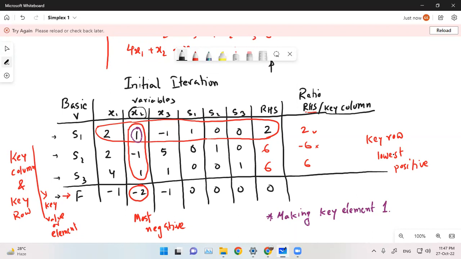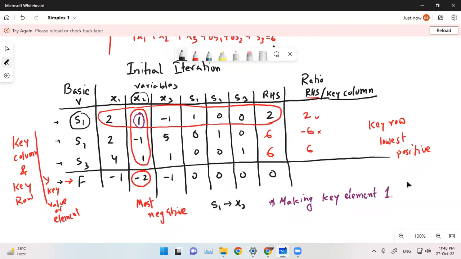Okay. And also in the key row, we have this value. So whenever you find out the key column and key row, and you have the key element, for the next iteration, iteration 1 in this particular case, the procedure is the value of the basic variable, that is S1, which is related to your key row, will be replaced by the key column value, that is X2. So basically, S1 will be replaced by X2.